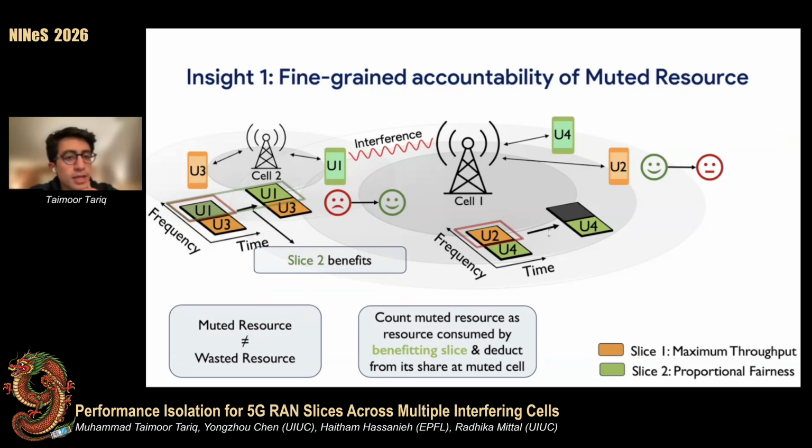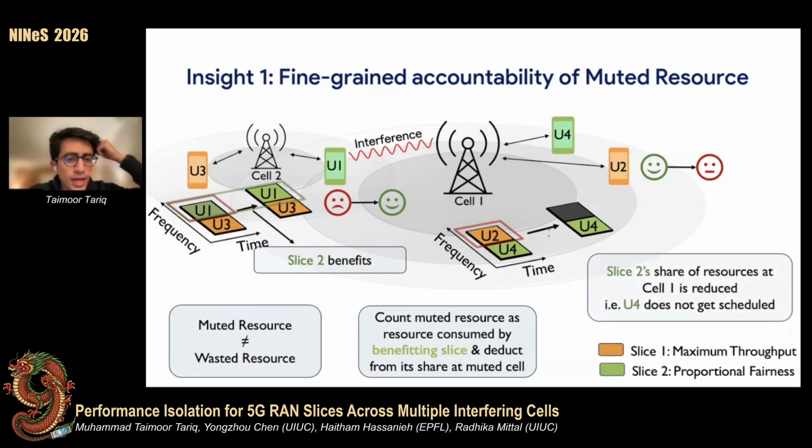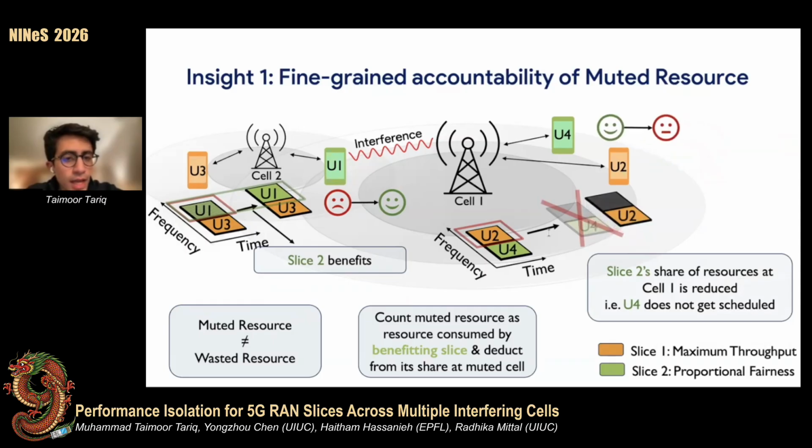Its user U1 has improved channel quality. So slice 2's share at cell 1 is reduced. So essentially, U4 will not get scheduled and U2 still gets scheduled. So what's happening over here now is that the green slice makes a decision to improve the channel quality of one of its users on another base station while sacrificing one of its own other users. And this ensures that performance isolation is maintained.